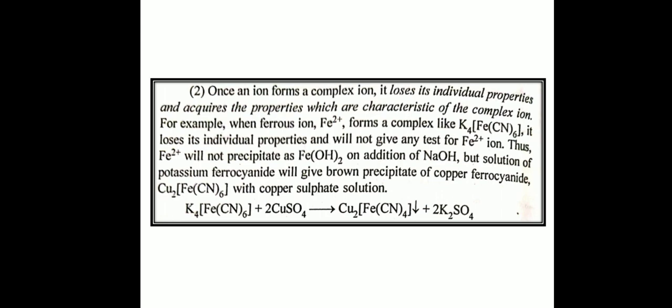The second characteristic of a complex is that once an ion forms a complex ion, it loses its individual properties and acquires the properties which are characteristic of the complex ion. For example, when the ferrous ion, Fe2+, forms a complex, it loses its individual properties and will not give any test for the Fe2+ ion. Thus, Fe2+ will not precipitate as Fe(OH)2 on addition of NaOH, but a solution of potassium ferrocyanide will give a brown precipitate of copper ferrocyanide with copper sulfate solution. Once they form a complex ion, they lose their individual properties, because after forming the complex ion they will not dissociate into their ions.